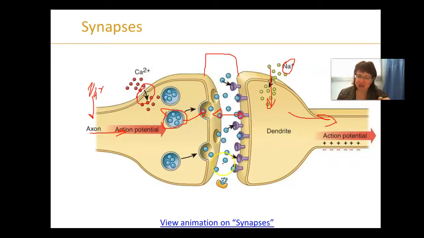Then these chemicals will keep on stimulating until the enzyme, here you can see the enzyme will break down the chemicals, the neurotransmitters, and then recycle the parts. And then it's ready to go again. Okay, and that's the synapse. Kind of confusing, but get the general idea of what's going on. Good.